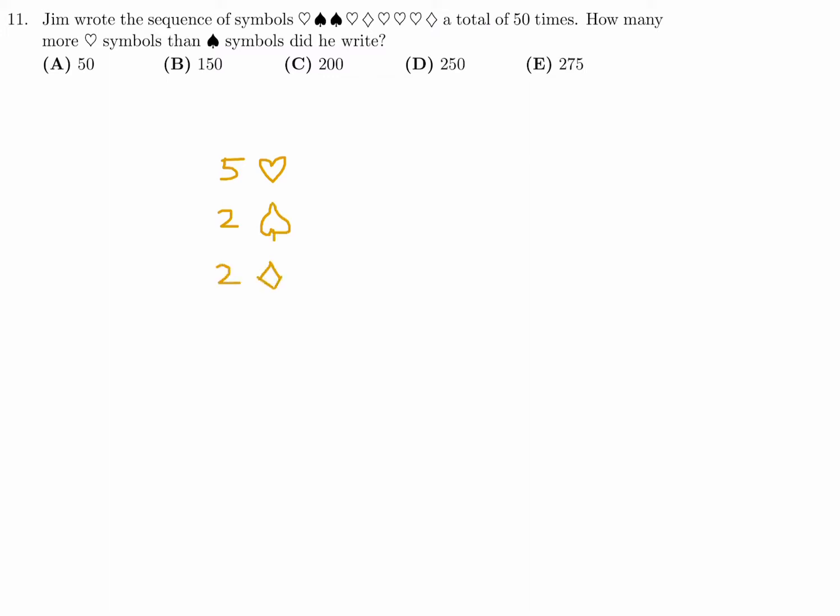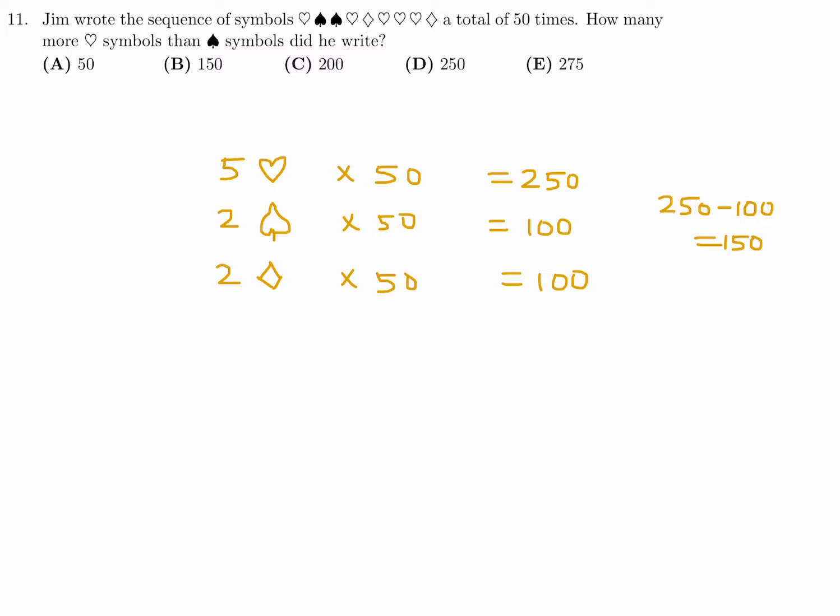So if we are going to write them out 50 times, then basically you would be multiplying those by 50. So you would get 250 hearts, and you would get 100 spades, and you'd get 100 diamonds. So they're saying, how many more hearts are you going to have than spades? Well, there's 250 hearts and 100 spades, so 250 minus 100 is 150. And that is the answer they are looking for. Number 11, therefore, is B.